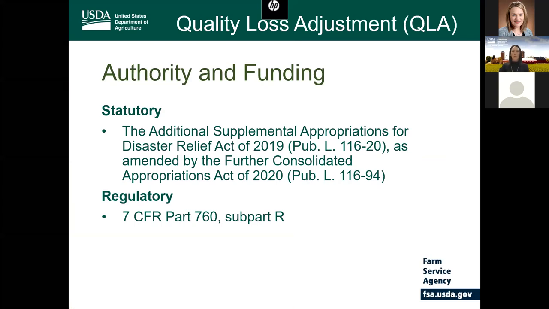Authority for this program is included under the Additional Supplemental Appropriations for Disaster Relief Act of 2019, as it was amended by the Further Consolidated Appropriations Act of 2020. Regulations for the program can be found in 7 CFR Part 760, Subpart R.